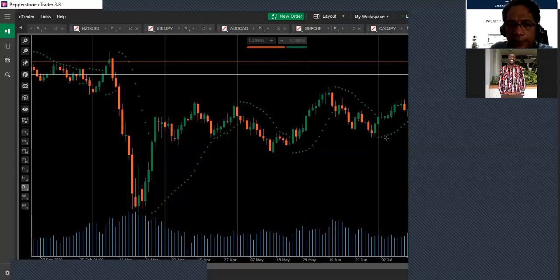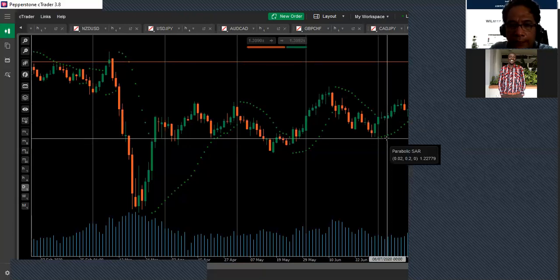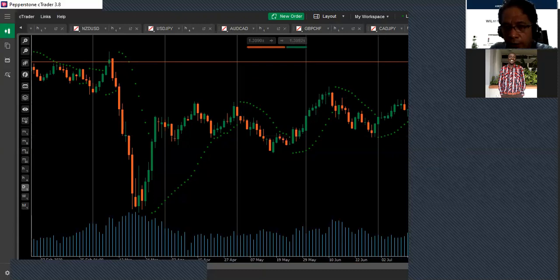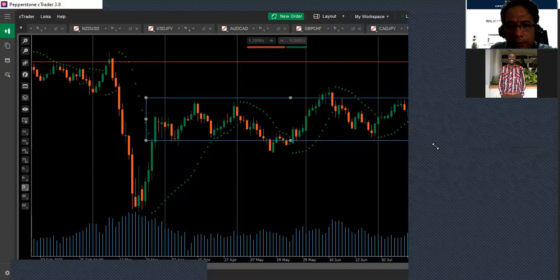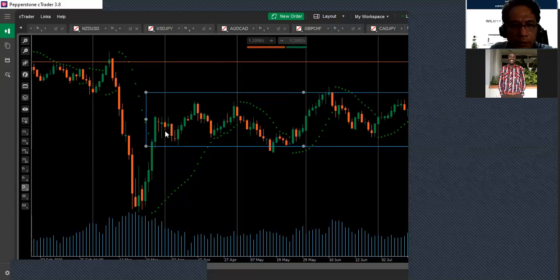And are you familiar with impulsive and corrective structure? Yes, I am. Yeah, so this is impulsive. The whole here is a large corrective structure. Actually, the market has been ranging in this structure from here going here, and you can see an ABC correction, right? The whole here. This is ABC correction.